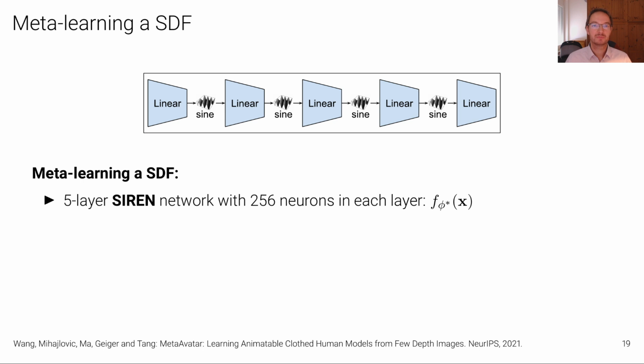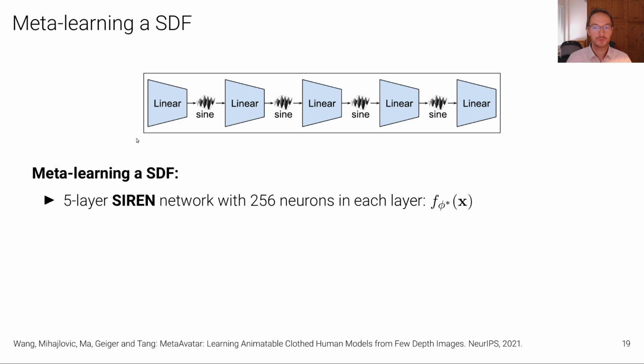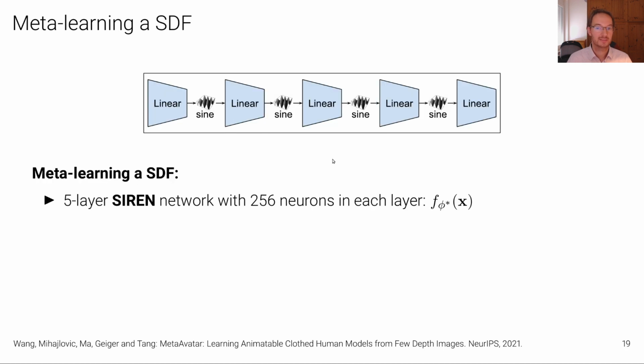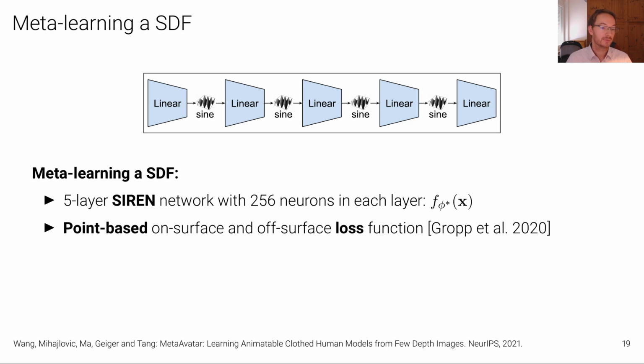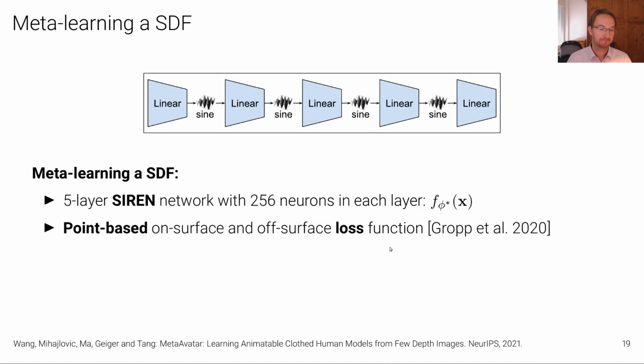The simplest idea would be to just use meta-learning on a static SDF in this canonical space here. And this is also the network that we are using in MetaAvatar: a 5-layer SIREN network with 256 neurons in each layer, as illustrated here, that maps from a 3D point in canonical space to the SDF value. And we can use a point-based on-surface and off-surface loss, similar to what has been presented in this paper, to learn directly from point clouds without having access to watertight meshes. This is the IGR paper.